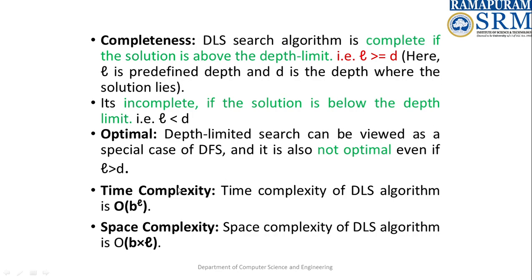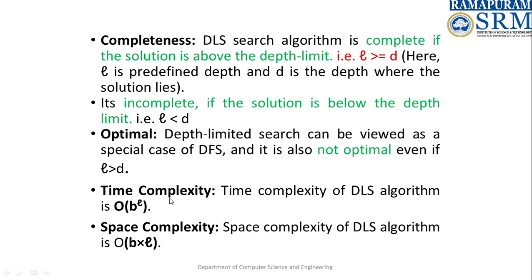So likewise time complexity is calculated. Space complexity, how is it calculated? Space complexity of depth limited search is order of b into L. Earlier it was b power L for time complexity; here in space complexity it is b into L. So in this way your depth limited search has all these 4 criteria: first completeness, then optimality, then time complexity, and space complexity.